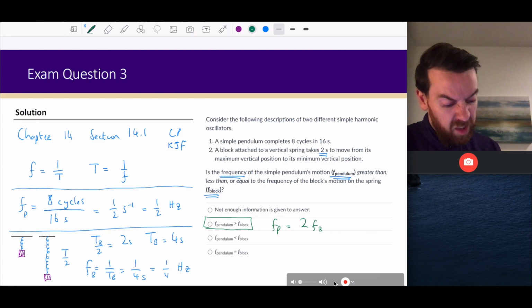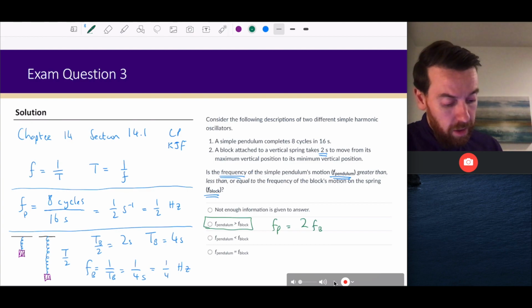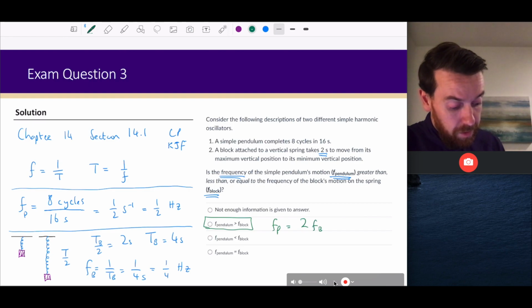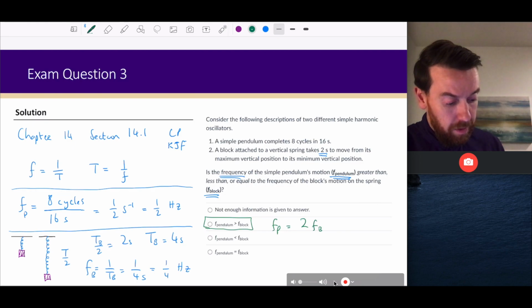Okay, so that was that question. There was a second version. So the second version had 9 cycles in 27 seconds, so that would be 1/3 of a hertz. And the block attached to the spring took 3 seconds to go from the max vertical to the min vertical, so that would be a 6 second period, so it would be 1/6 of a hertz. So it's the same math for this particular question. So in both versions, F pendulum was twice F block. Okay, I'll wrap up the question there and follow up with the next question.